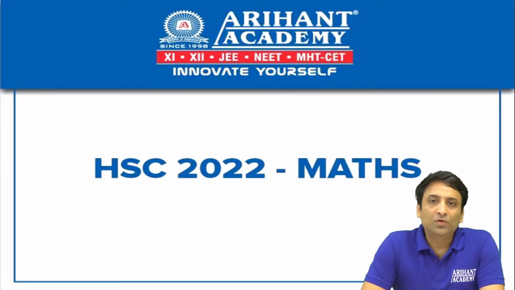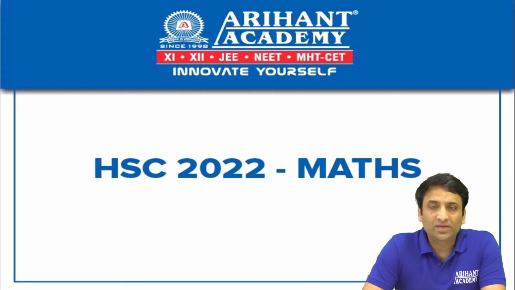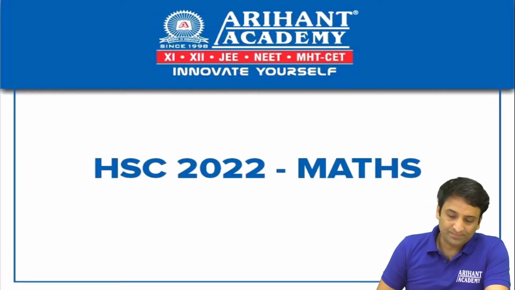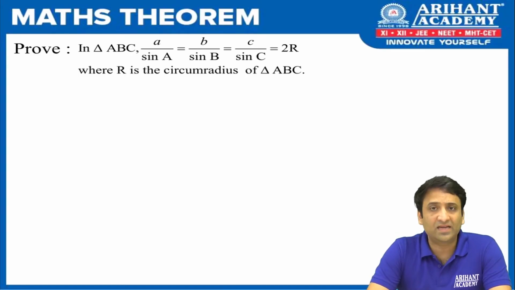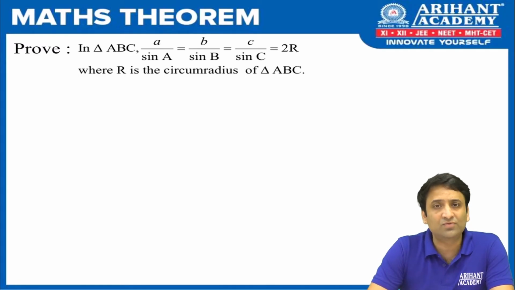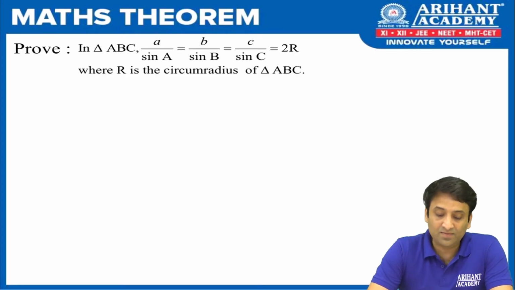So in this video, we are going to learn the proofs from the chapter called Properties of Triangle. There are two major rules in that particular chapter, and that is cosine rule and sine rule. So let's prove those results. We start with sine rule. Now here they say in triangle ABC we need to prove a upon sine A is equal to b upon sine B is equal to c upon sine C is equal to 2r, where r is circumradius of triangle ABC.